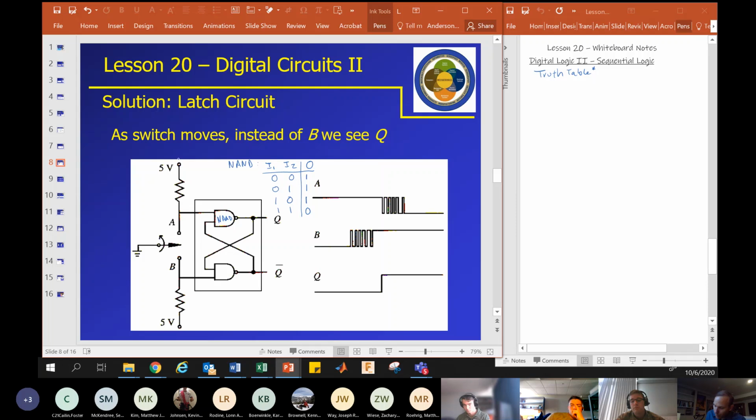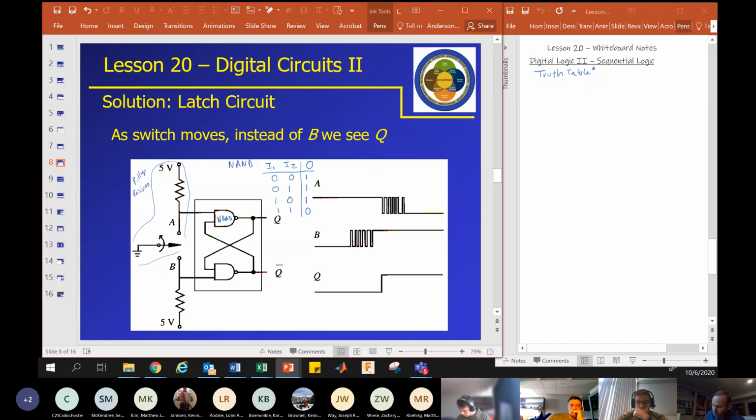Now, what's going on? What's this over here? The 5 volts and the resistor and a switch. What does this look like to you? What is that? Pull-down and pull-up resistors. Yeah, these are pull-ups, right? These are pull-up resistors. So that's what's going on.